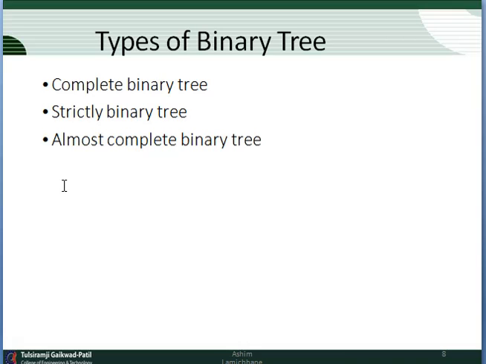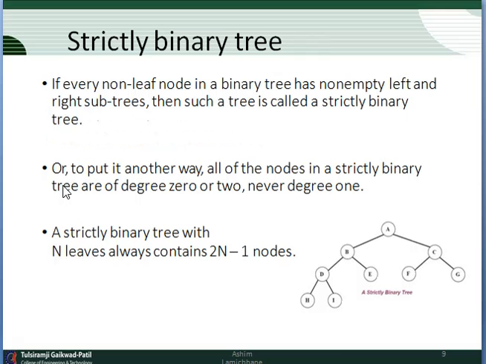There is a complete binary tree, strictly binary tree, and almost complete binary tree. These three are the different types of binary tree. First of all, I'm going to explain the strictly binary tree. If every non-leaf node in the binary tree has a non-empty left and right subtree, then such a tree is called a strictly binary tree. Every non-leaf node, it means every parent node, should carry exactly 2 children. Or to put it another way, all the nodes are of degree 0 or 2, never degree 1.